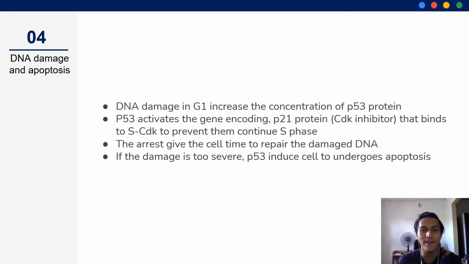DNA damage in G1 phase will cause an increase in the concentration of p53 protein. p53 protein then activates the gene encoding a CDK inhibitor protein called p21. p21 protein then binds to S-CDK to prevent the cell from entering the S phase. The arrest of the cell cycle in G1 phase gives the cell time to repair the damaged DNA before replicating in the S phase. If the DNA damage is too severe to be repaired, the p53 protein will induce the cell to undergo apoptosis.